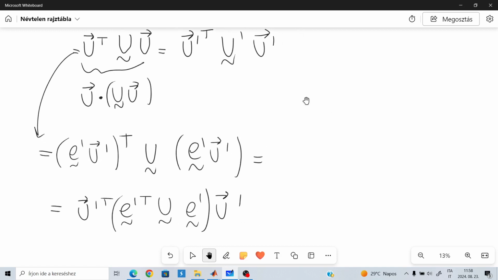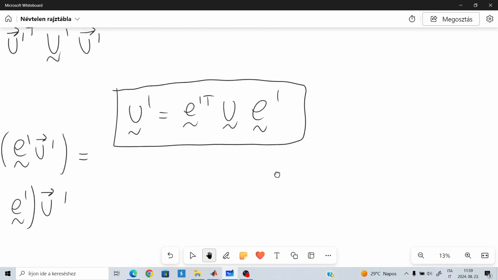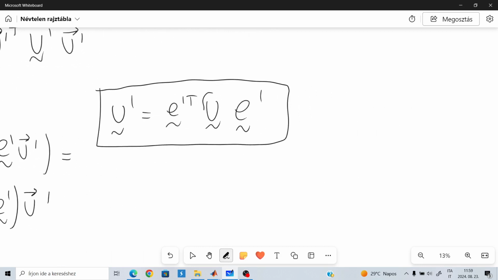And now, since this should be equal to this, it means that U tilde prime is equal to E prime transpose U E tilde prime. So we get this formula, and now we have to use the definition of U tilde. So we have E tilde prime transpose U tilde is equal to 1/2. Now I will not substitute the expression for the gradient yet because we have to find it.